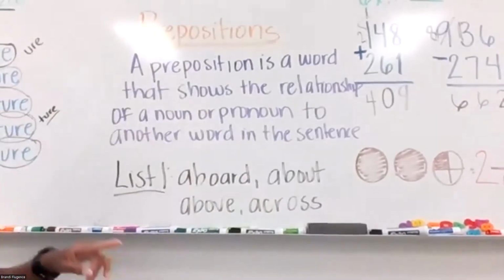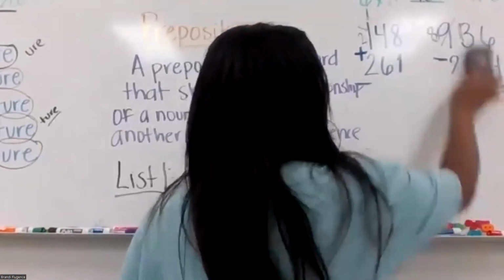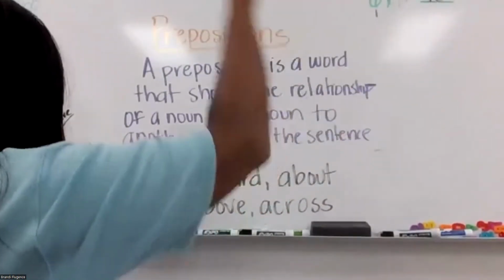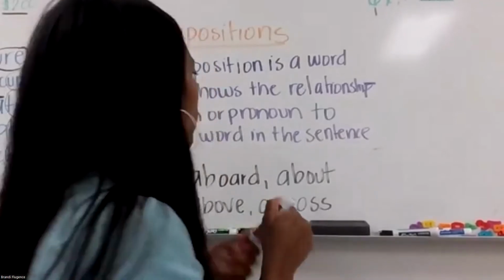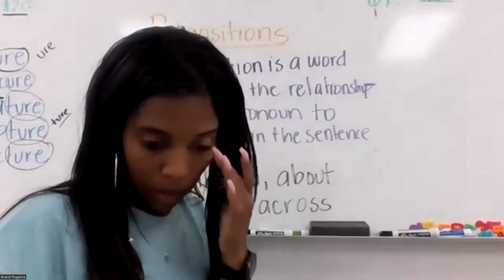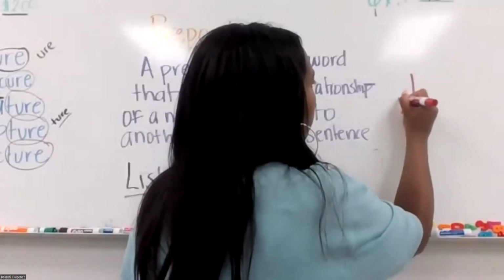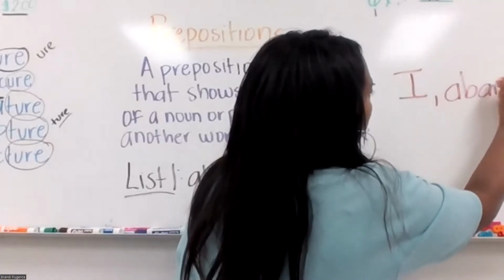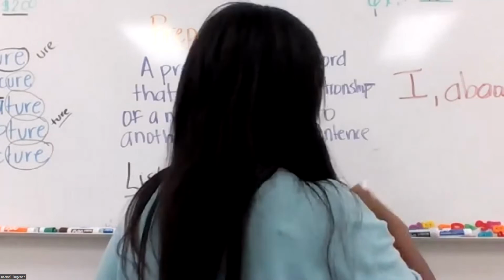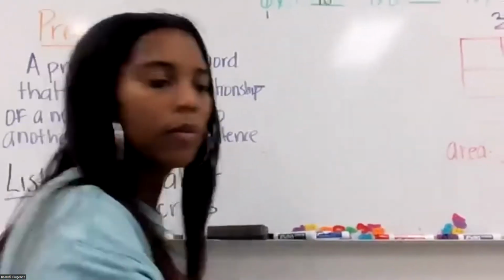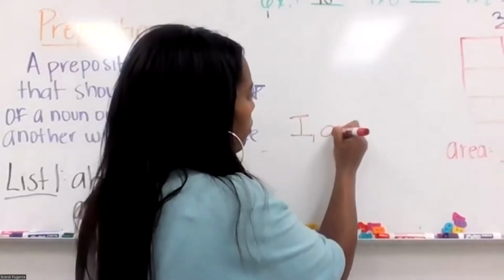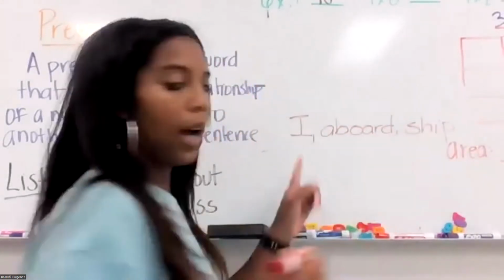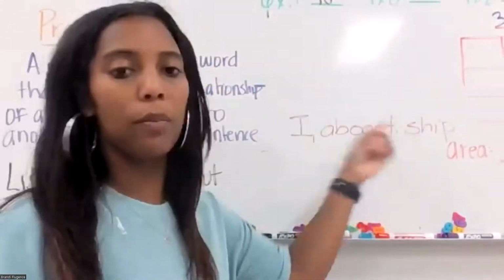All right, so let me show you how these are prepositions, okay? So remember, the job of a preposition is to show the relationship of a noun or pronoun to another word in the sentence, okay? So if I have I, which we know is a what? Pronoun. I'm gonna put aboard and ship. So I have I, pronoun, aboard, preposition, and ship is a noun.